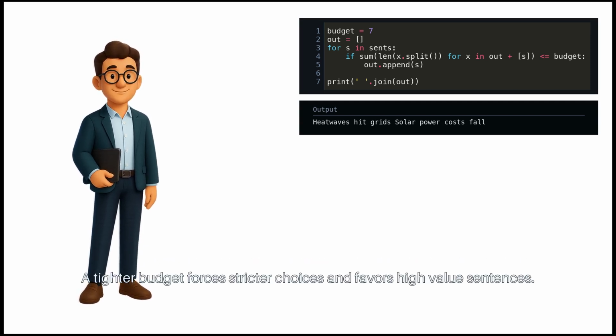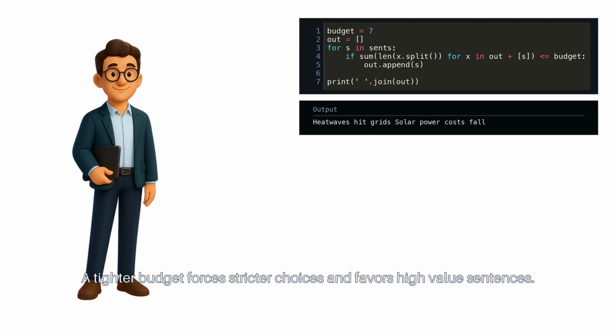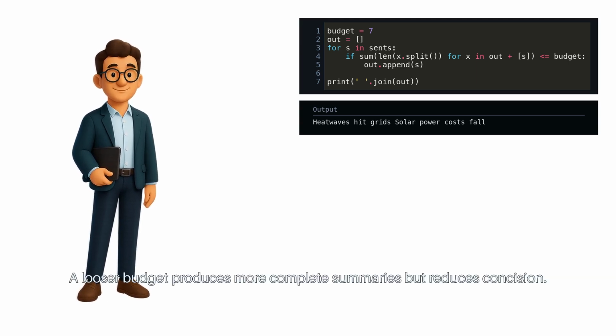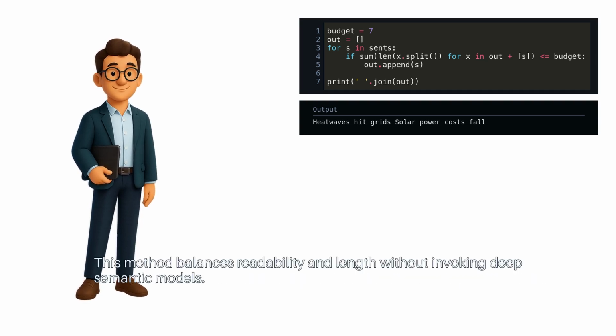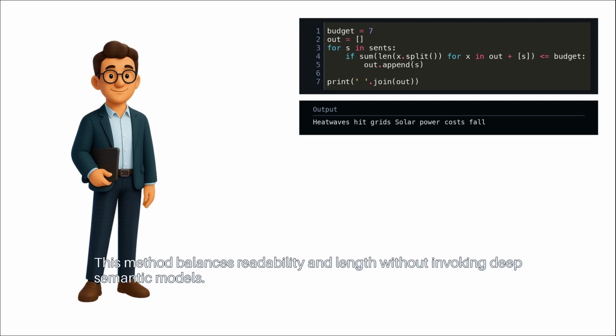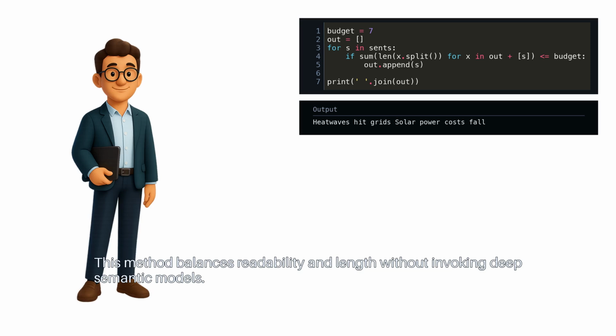A tighter budget forces stricter choices and favors high-value sentences. A looser budget produces more complete summaries, but reduces concision. This method balances readability and length without invoking deep semantic models.